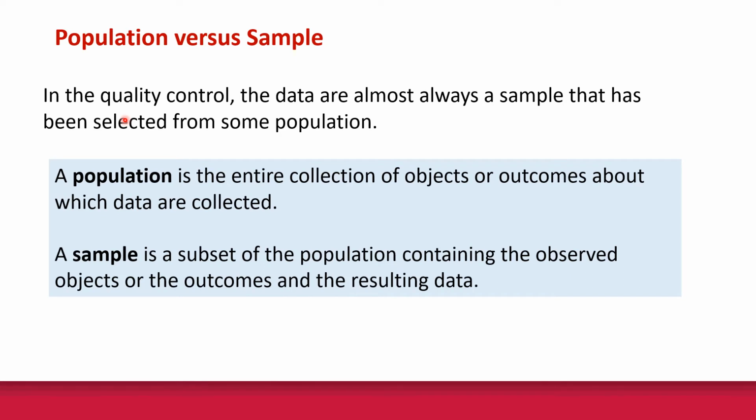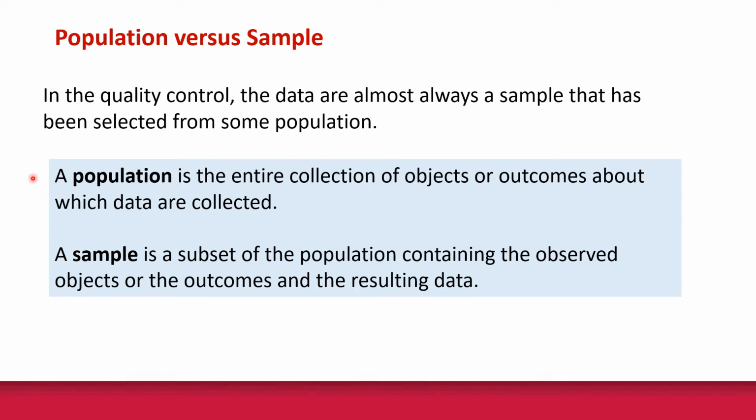The first thing to understand is the difference between a population and a sample. So let's say we're manufacturing transmissions, and on a given day we manufacture 1,000 transmissions. The 1,000 transmissions would be our entire population. Let's say we take a representative sample of 10 of those transmissions and inspect them. So the 10 that we select, that is our sample for that particular day. So that leads to the definition of a population and a sample.